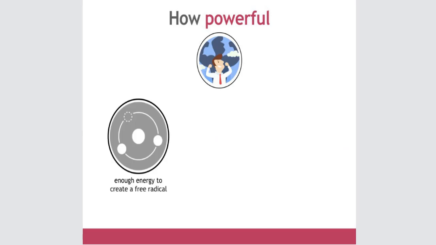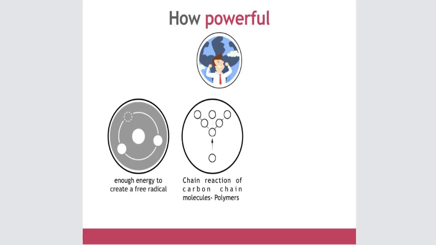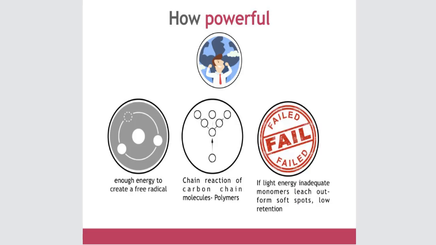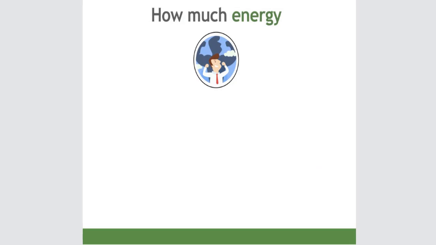So how powerful do we need our light to be? Well, we need enough energy to create a free radical. And what does that free radical do? Well, it creates a chain reaction of carbon molecules that then creates a polymer. And if there isn't enough power, then the monomers leach out and form a soft spot or low retention. So the power is the key, the initial key to a good light.